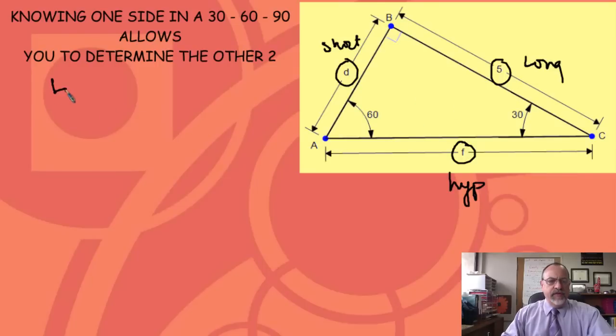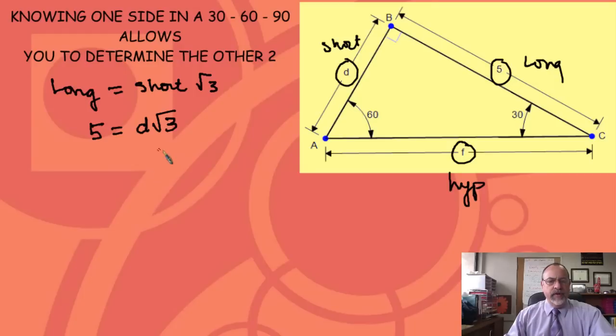So I'm going to use the fact that I know that the longer leg is equal to the shorter leg, whatever it is, times the square root of 3. So my longer leg is 5, so I substitute that in, and that's going to be my shorter leg, which is in this case D, times the square root of 3. And now I'll solve for D. So in order to solve for D, I'm going to divide by the square root of 3 because that reduces to a 1. So I'm going to end up with 5 over the square root of 3.